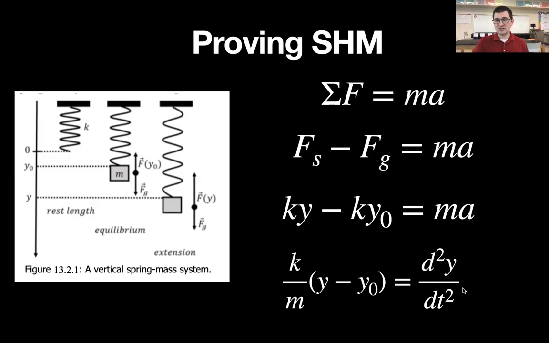And you'll notice that this is basically the equation for simple harmonic motion. We have the second derivative of the position, the acceleration, equal to some constant, which we can say is the angular frequency squared, times what is this? This is how far it is away from the equilibrium position. y minus y naught is how far from the equilibrium position. So this allows us to show that the second derivative of the position equals some angular frequency squared times how far it is away from the equilibrium position.